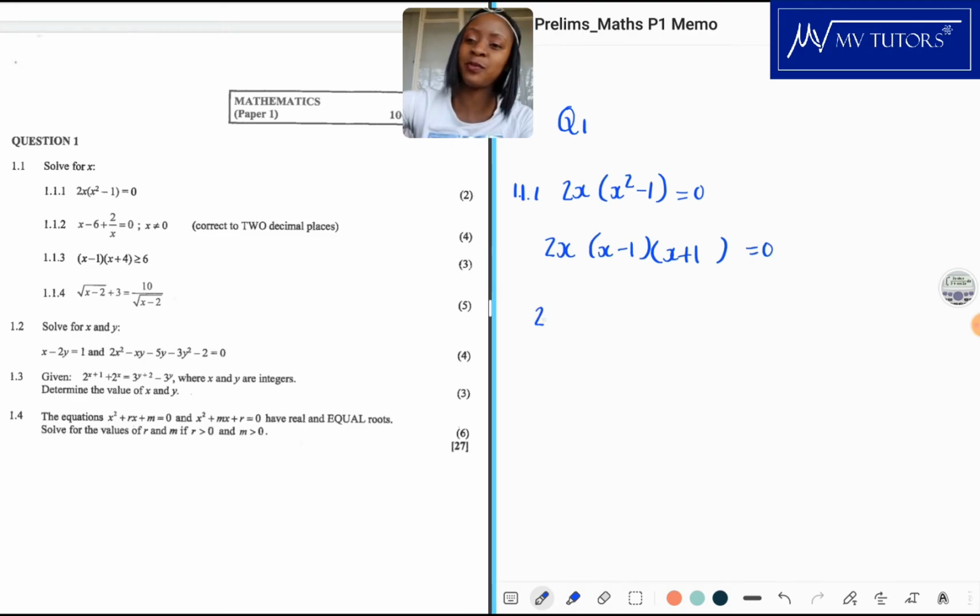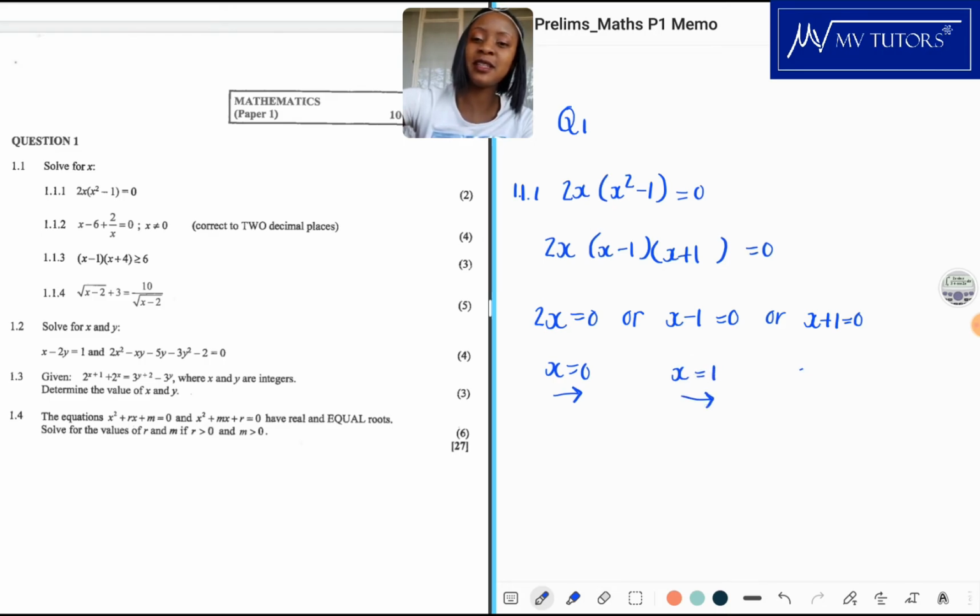Now we can solve. So we have 2x is equal to 0, or x minus 1 is equal to 0, or x plus 1 is equal to 0. Therefore we have x equal to 0 as our first solution, x is equal to 1 as our second solution, and x is equal to negative 1 as our third solution.